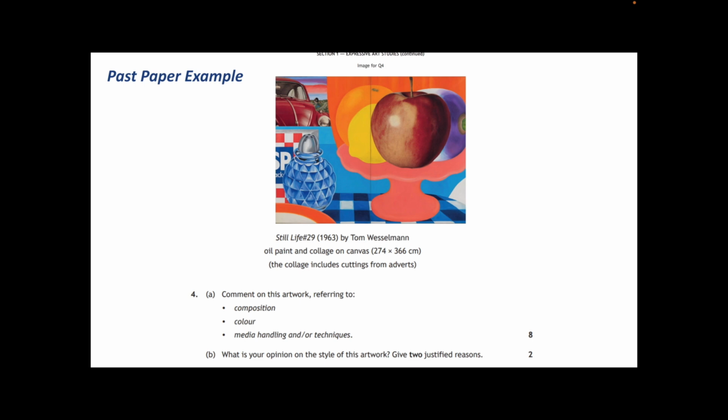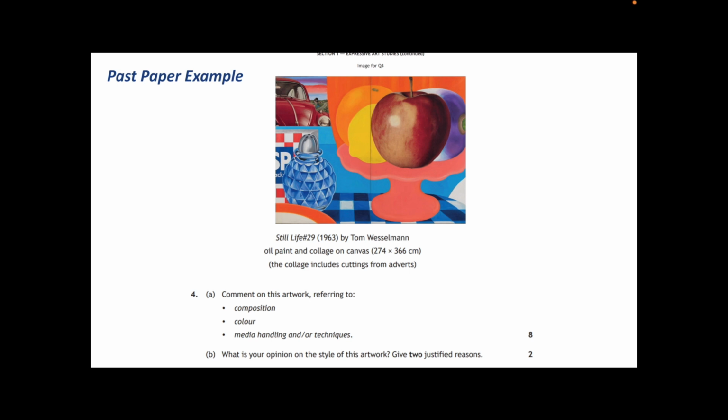Point. In the composition, the artist has used leading lines. Evidence. You can see this by the lines created in the checkered tablecloth. Explain. These lines lead the viewer's eye into the middle of the artwork, drawing attention to the centre of the artwork. I would then write a further 2 separate comments on composition before moving on to colour, then moving on to media handling and/or techniques. Make sure you have at least 8 comments in total.